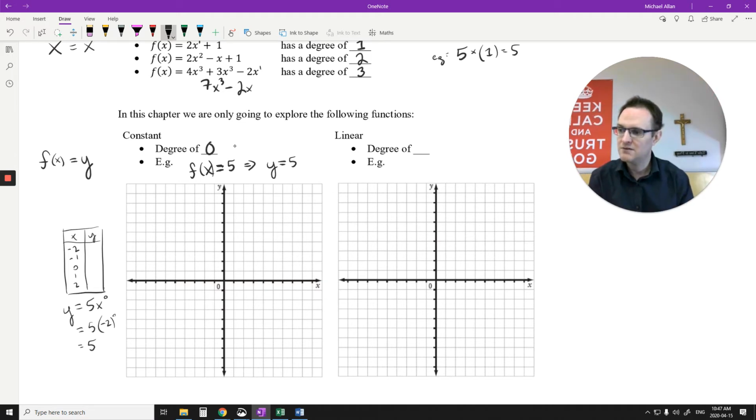So if I put a -2 in, I get a 5 out. So I'm going to go here and put a -2, 1, 2, 3, 4, 5, and put a dot here at -2, 5. Okay, let's go and do it again. You're going to see a pattern really quickly here.